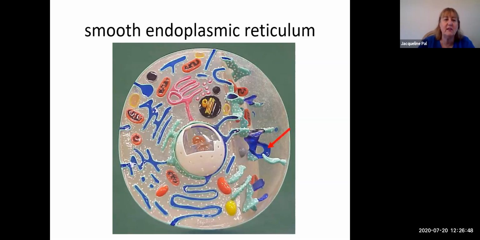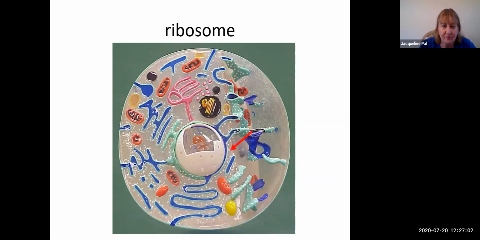In comparison to this part, which is smooth, without the bluish stuff on the outside with the little studs, that would be smooth endoplasmic reticulum. So those little studs are the ribosomes. Ribosomes can be pointed to when they are attached to the rough ER, or they can be pointed to when they are just floating in the cytosol, and either one of those would be identified as a ribosome.